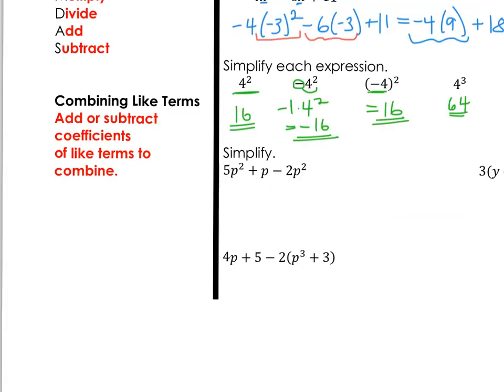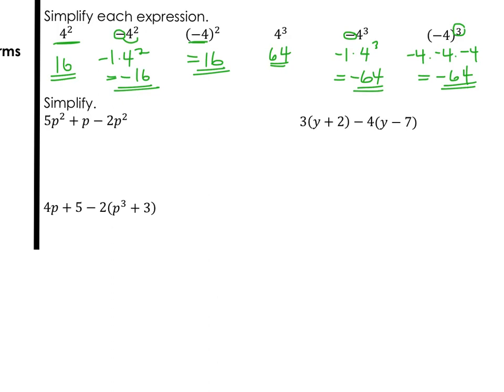Our last definition on that left-hand side, combining like terms. We simply want to add or subtract coefficients of like terms in order to combine them. Let's test that out on the right. When combining like terms, you have to recognize the variable is identical in order to combine those coefficients out in front. For example, 5p squared plus 1p minus 2p squared.